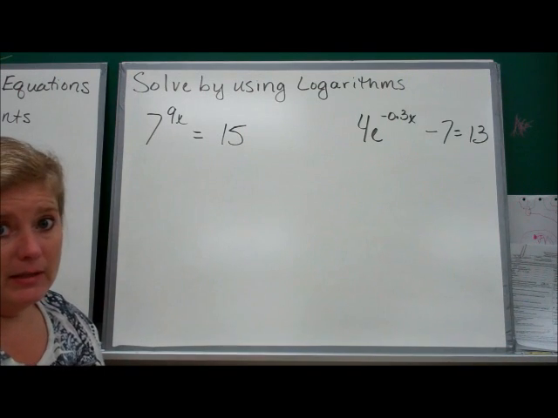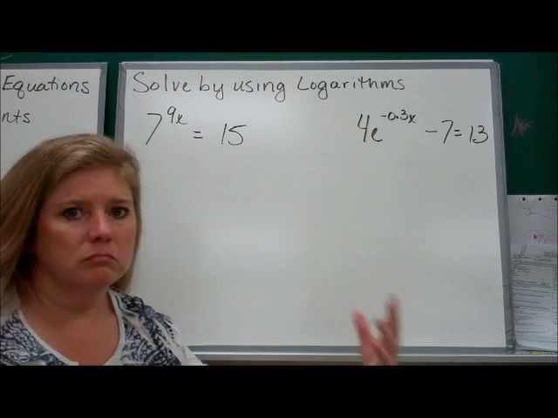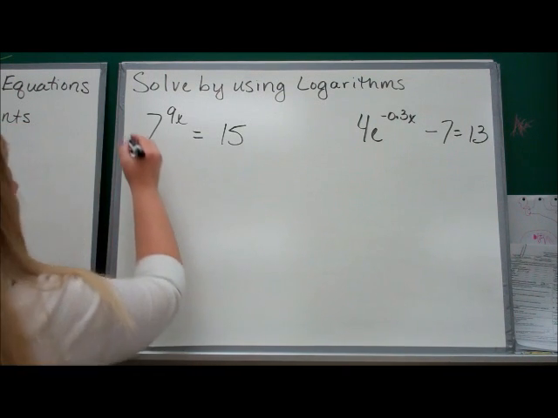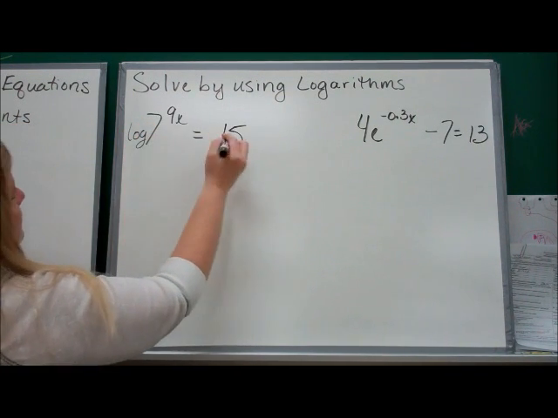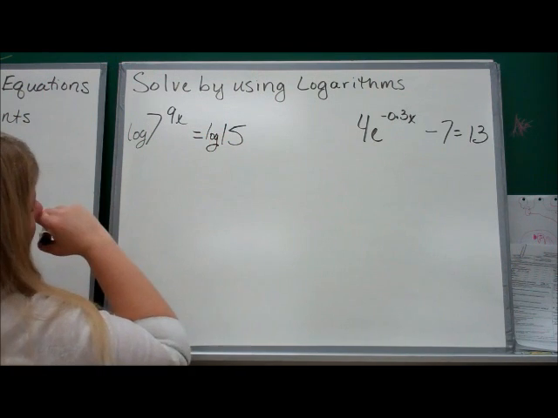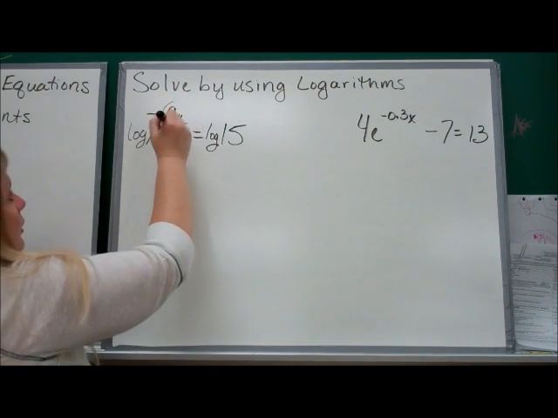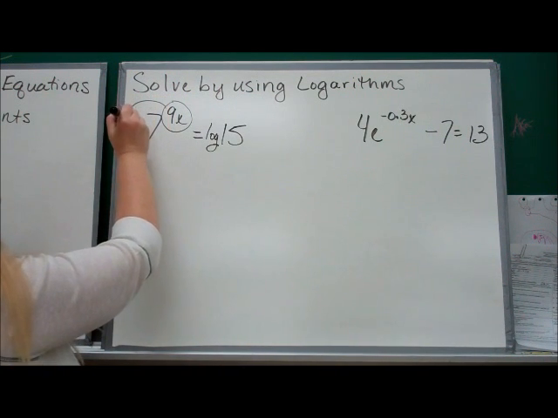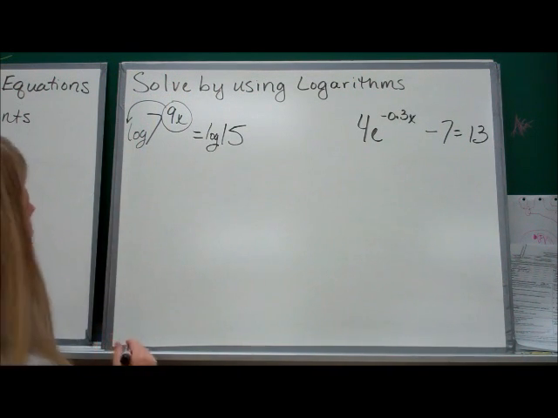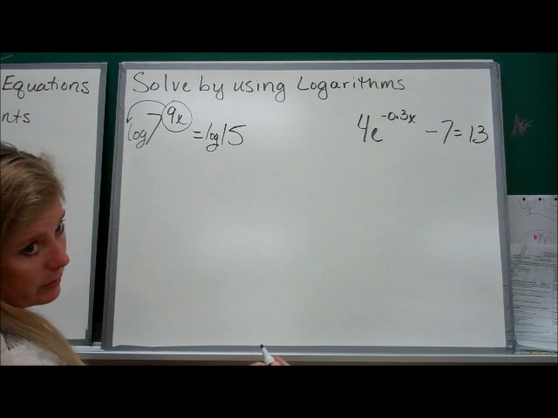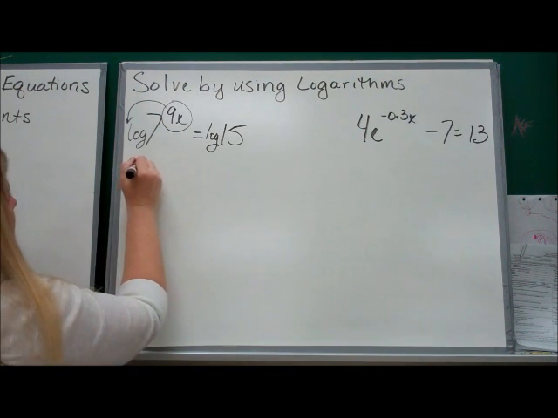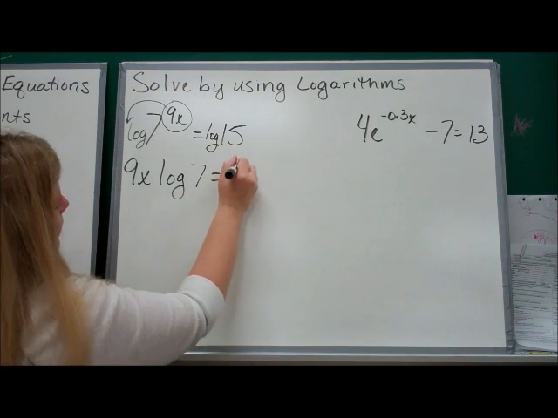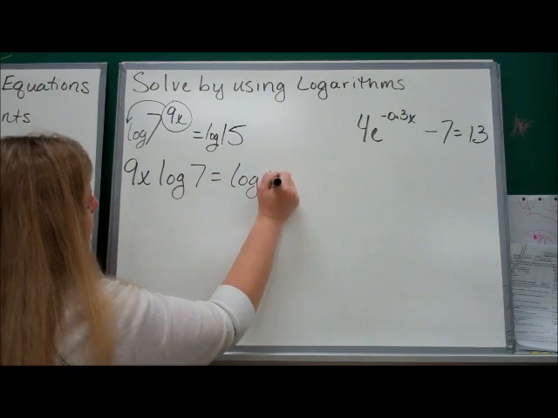And the first step in that process is to take the log of both sides. It's kind of like another operation. So we're going to log both sides. And then with the log, the power property, we can bring that 9x and make it a coefficient. 9x times the log of 7 equals the log of 15.